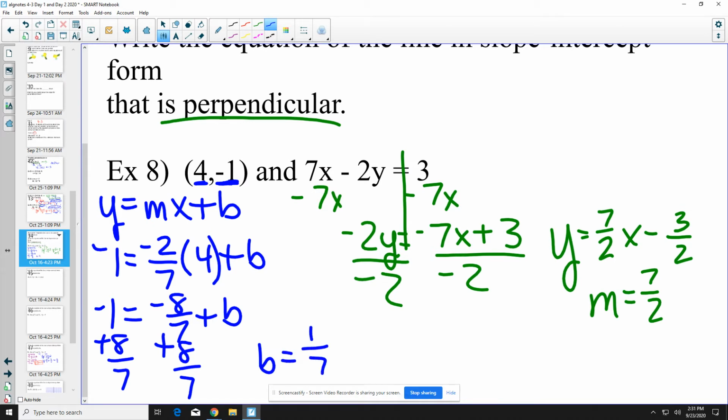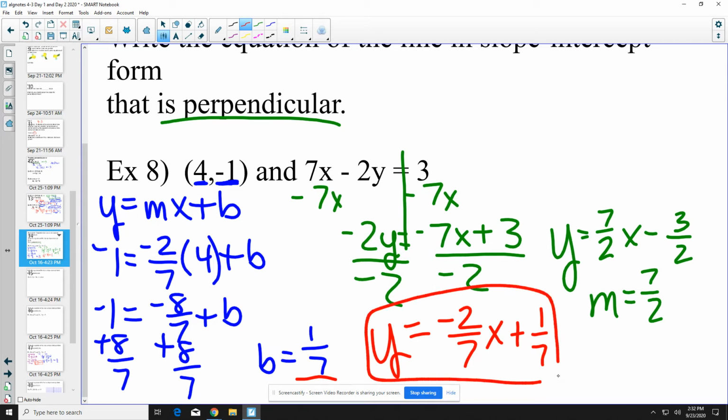So my b is my y-intercept, and my slope I need to be -2/7. So the equation of the line would be y equals, what do I want my slope to be? -2/7 x. Okay, and what do I want my y-intercept to be? Plus 1/7. That would be the equation of the line that's perpendicular to this one and goes through this point 4, -1.